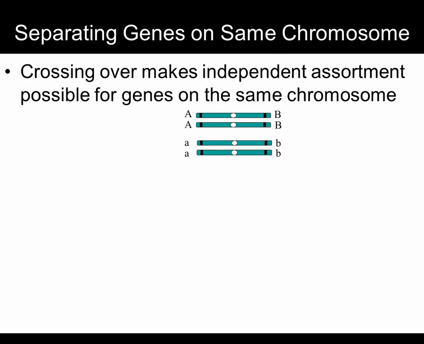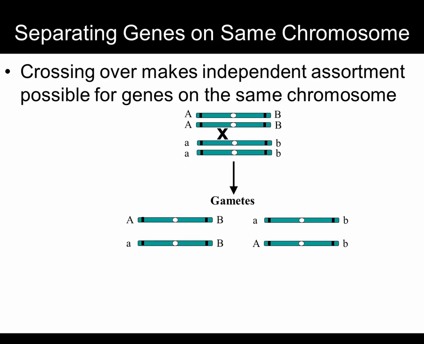So crossing over makes independent assortment of genes in the same chromosome possible. If genes A and B are on opposite ends of a chromosome, you can have a crossing over event between them, and this will lead to the formation of gametes with all four potential arrangements of alleles. Remember, we call the chromosomes with the same configurations of alleles as the parents parental, and the others recombinant.